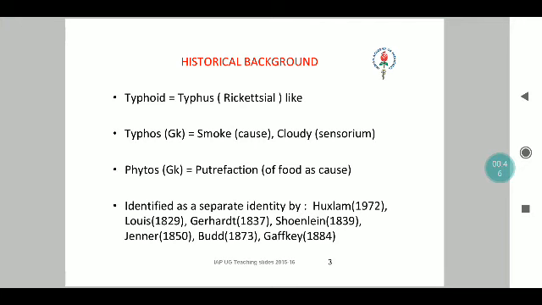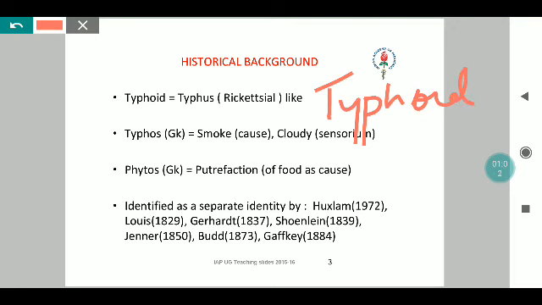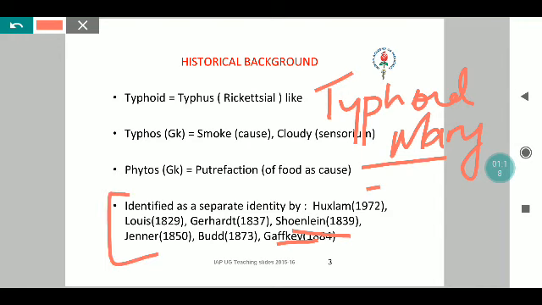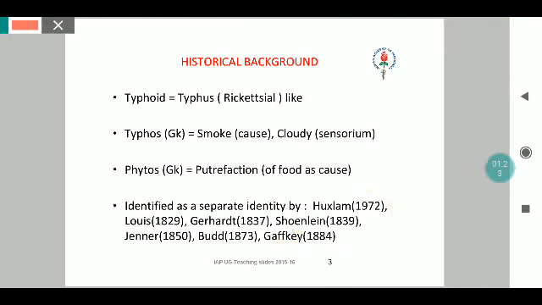Now historically it is quite important. The name takes origin from typhus meaning rickettsia like and typhos meaning putrefaction or as a result of food. Historically, we all know the story of Typhoid Mary, who was an asymptomatic carrier but had infected millions of people through her cooking in London. Apart from that, it was separately identified by Huxley in 1972 and much earlier by Gaffkey in 1884, and even earlier than that Schlolin in 1839. However, these are more from a historical perspective, but Typhoid Mary is the most famous story in modern times.